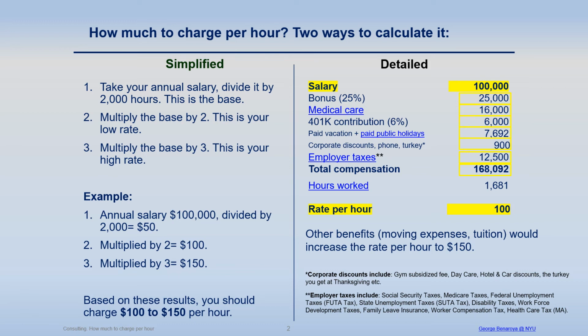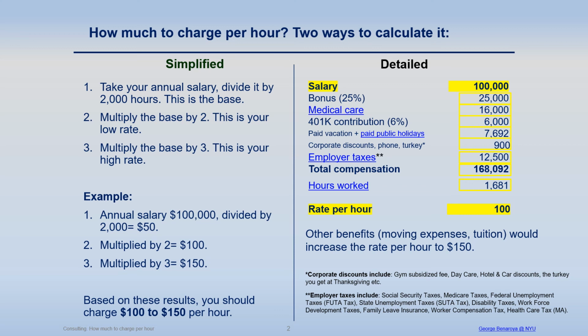We then look at how many hours you will have worked. Our table from the OECD is for 40 countries, and we use the average for the US, which is 1,681. When we divide the total compensation by the number of hours worked, we get once again a rate of $100 per hour. Now, there may be other benefits that you're getting, such as moving expenses or tuition reimbursement. That's why we say that the rate will increase up to $150 per hour.